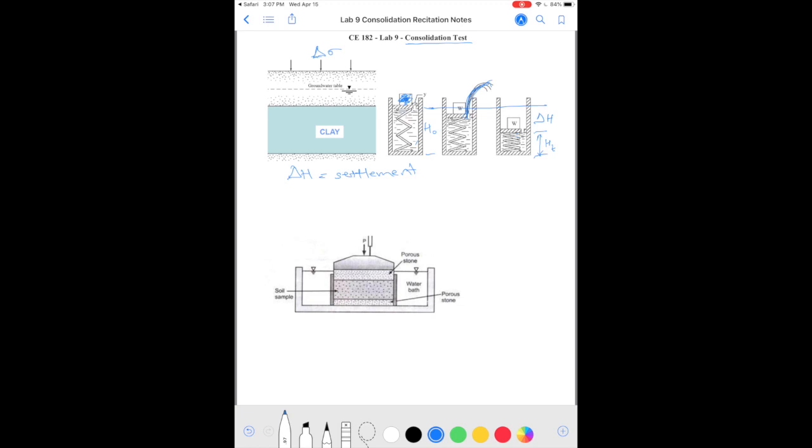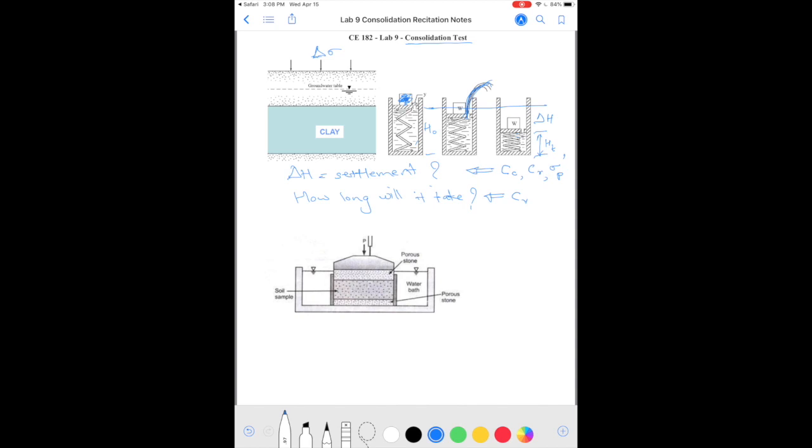And the second thing we want to find out is how long it's going to take. So we want to find out how much is the settlement and how long will it take for the soil to settle. Okay, so for the first part we need 3 parameters: compression index, recompression index, and pre-consolidation stress. And for how long, we are going to determine a soil parameter called coefficient of consolidation.